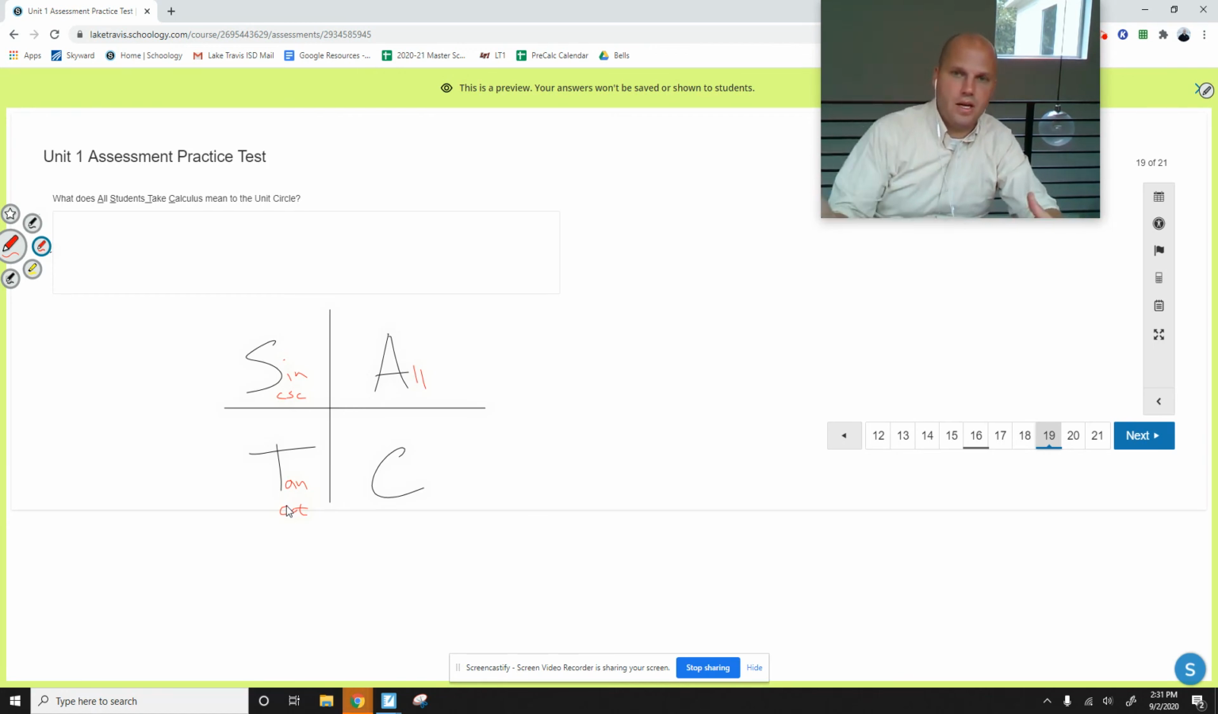Everything else is going to be a negative divided by the hypotenuse of 1, so we don't do that. And then here in the fourth quadrant, cosine and its reciprocal secant are positive.